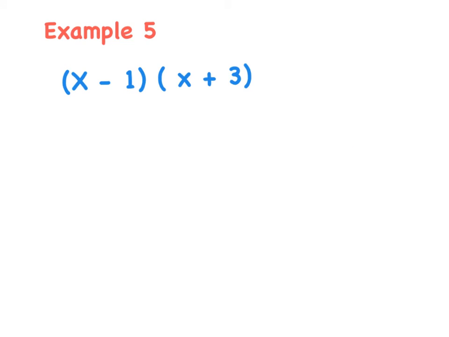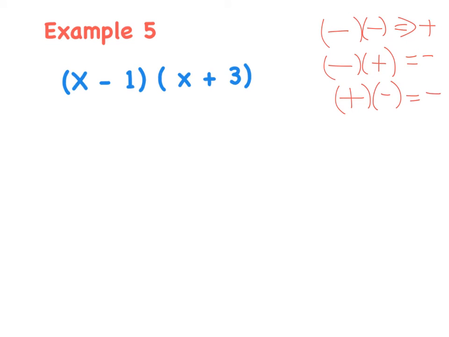Okay, example 5, x minus 1 multiplied by x plus 3. And this is the first time that we've come across a minus. So remember our rules with minuses and multiplication. A minus multiplied by a minus always gives me a plus. A minus multiplied by a plus always gives me a minus. A plus by a minus always gives me a minus. And a plus multiplied by a plus gives me a plus.